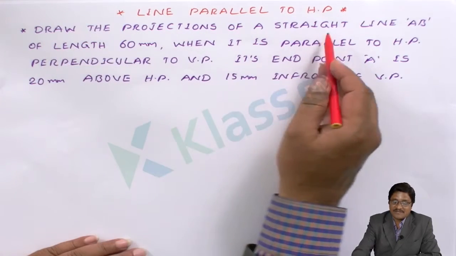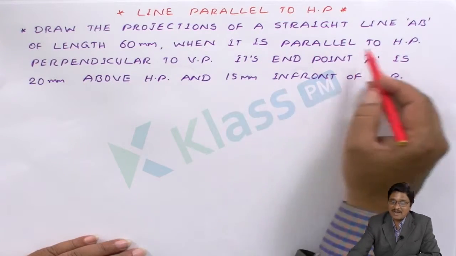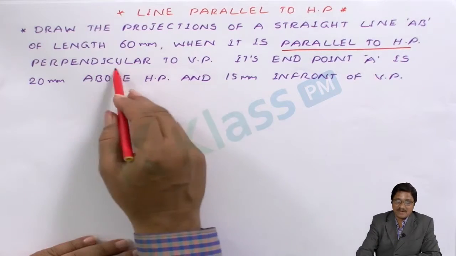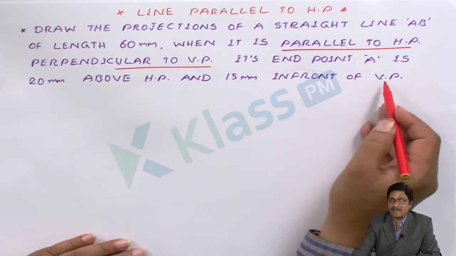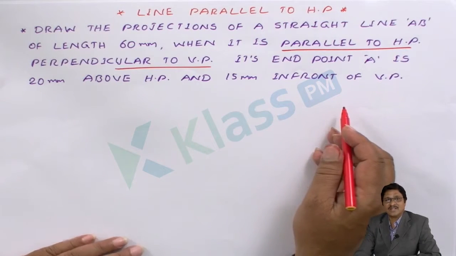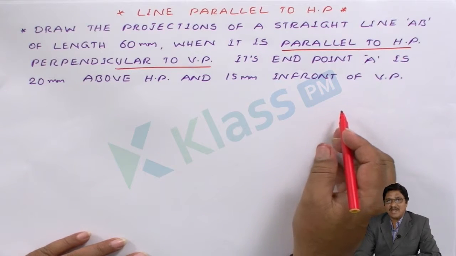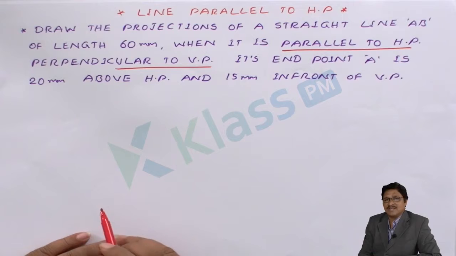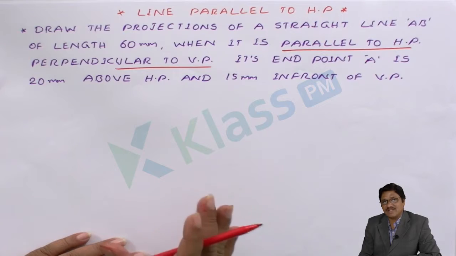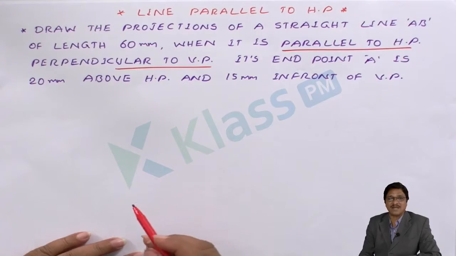Draw the projections of a straight line AB of length 60 mm when it is parallel to HP and perpendicular to VP. Its end point A is 20 mm above HP and 15 mm in front of VP. So what I just suggested: by the reading itself, we have to catch whether any parallel condition is there. Why do I have to catch it? I can initiate that view first, then move to the other view. Why? Because, as we already discussed initially, whenever it is parallel, only then the lengths are preserved. In the other cases, whenever there is inclination, the lengths are foreshortened. That is why I am cautioning you to catch whether there is any parallel condition.